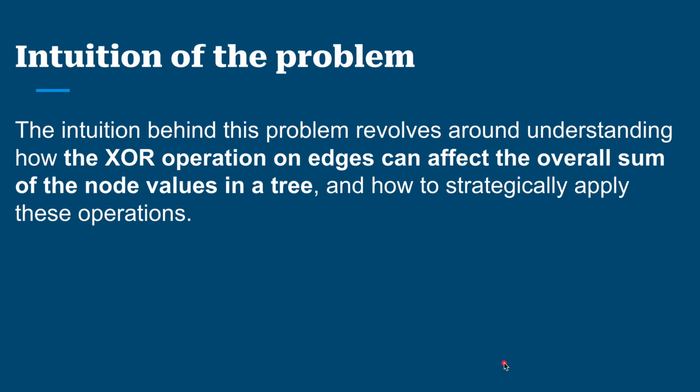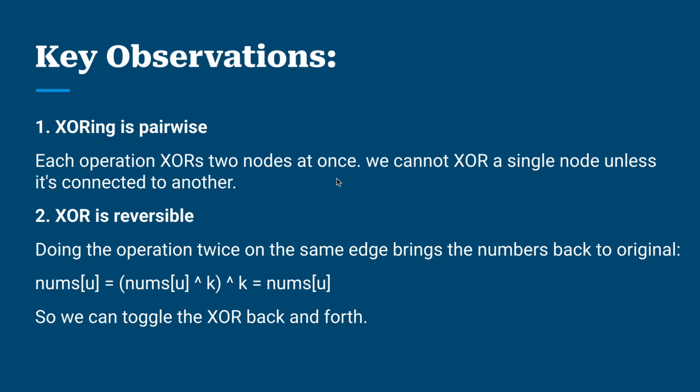So what is the intuition? The intuition behind this problem is to understand how the XOR operations on an edge can affect the overall sum of the node values in a tree, and how we can apply the operations. So what are the key observations? XORing is pairwise. Each operation does the XOR on two nodes at once. We cannot XOR a single node unless it is connected to another. If you pick any edge, you have to do the XOR on both nodes.